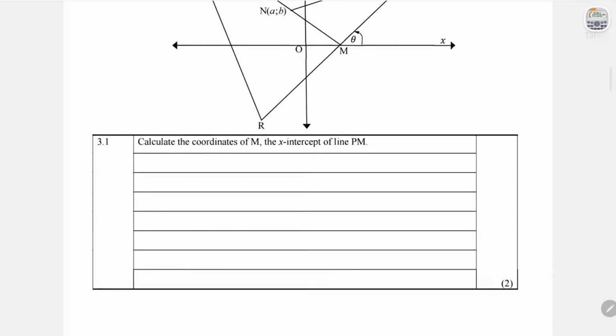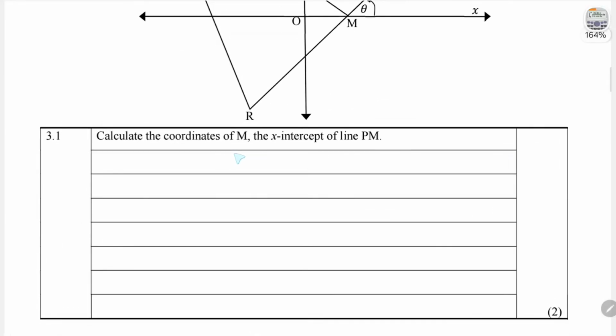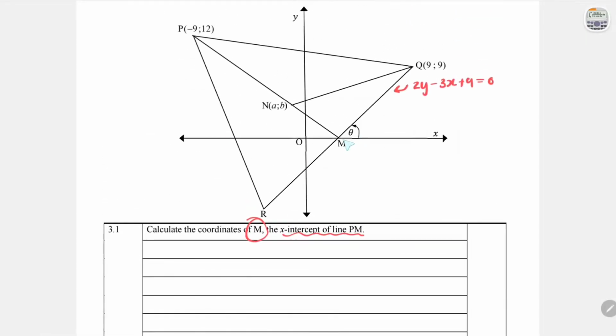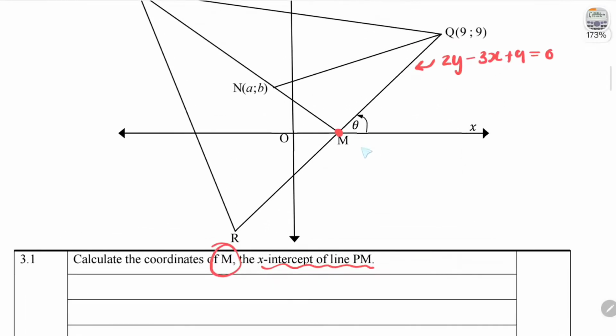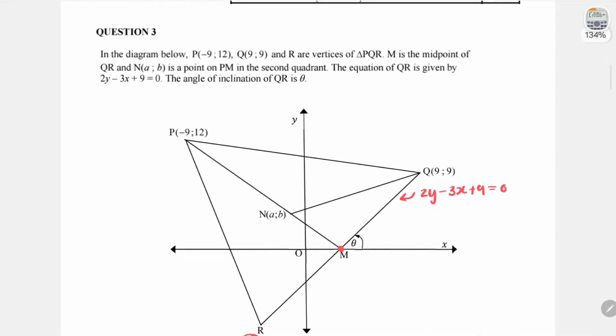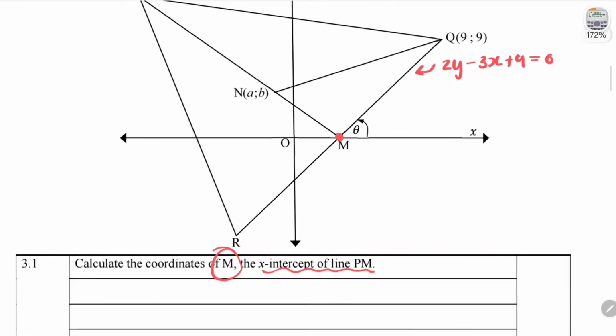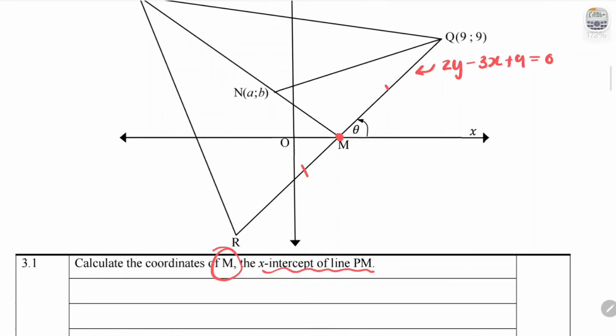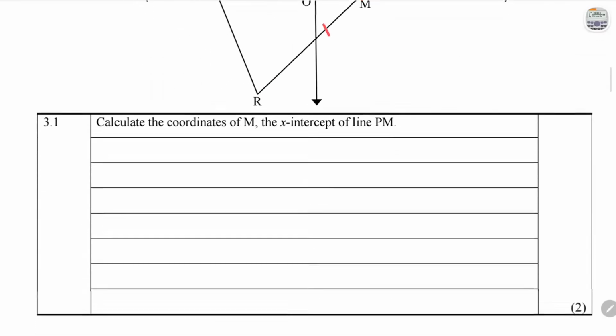Okay, so the first question, 3.1, says, calculate the coordinates of M, the x-intercept of line PM. So it is the x-intercept, so at this point, we have the y value of that coordinate being equal to 0. Also, remember that they told us that M was the midpoint of QR. So let's go ahead and find M.